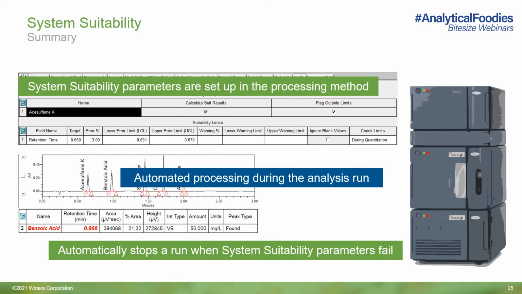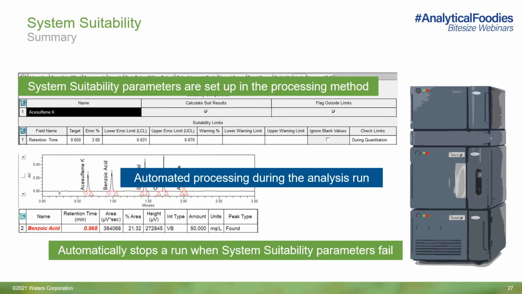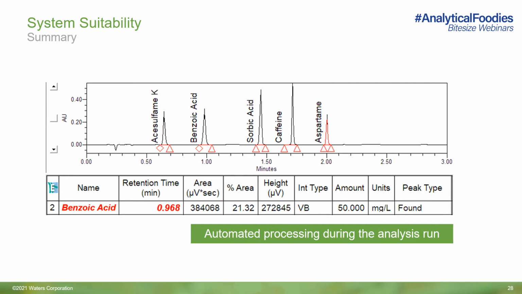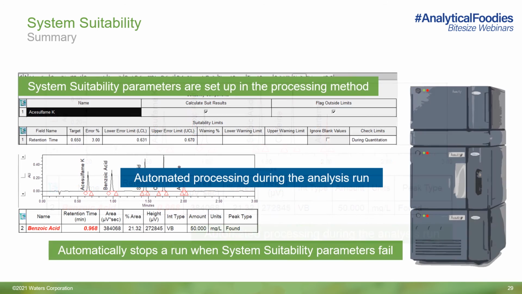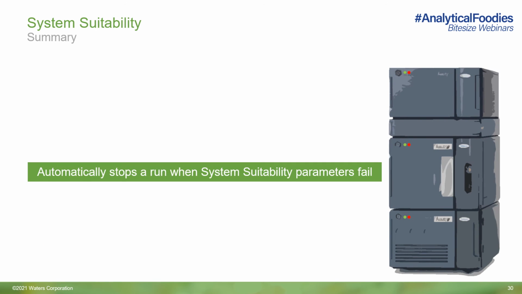In conclusion, system suitability parameters are set up in the Empower processing method. Empower automatically processes samples during the analysis run. Empower is also able to automatically stop a run when system suitability fails. This reduces human errors and increases laboratory efficiency.